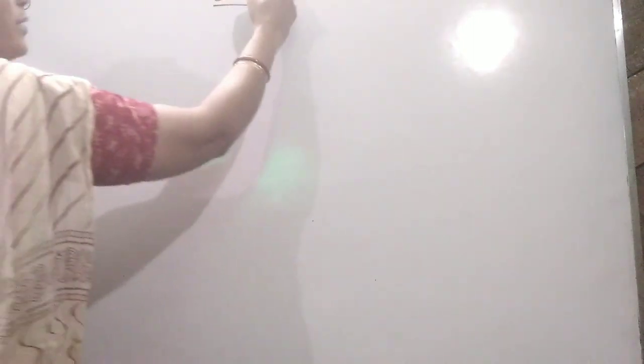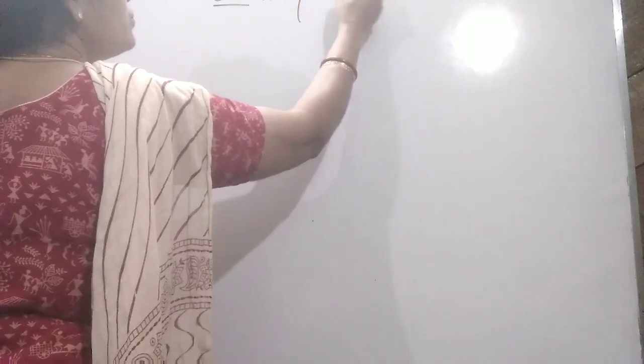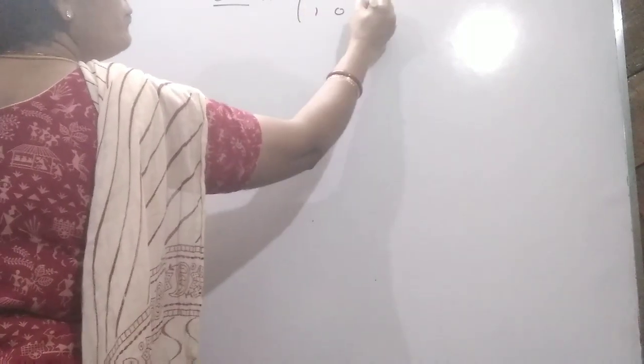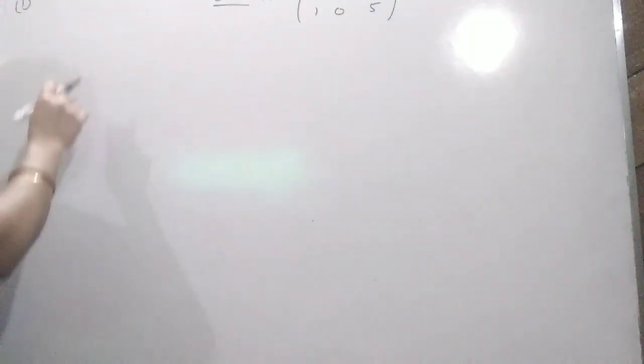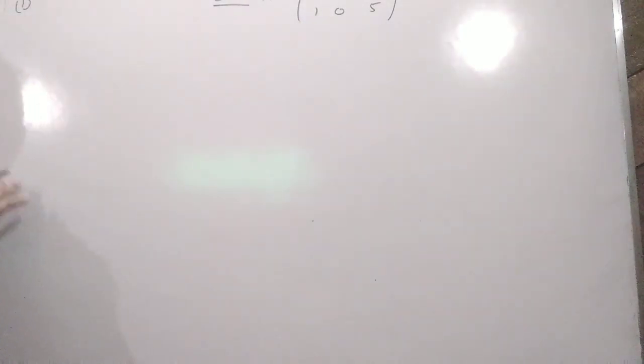Now let me take an example, plus the definitions. First I am taking one example question here. A matrix is equal to 1, 2, 1, 4, minus 2, 3 and 1, 0, 5. Okay, fine. So now, how to find minor, cofactor, adjoint, inverse of this matrix.